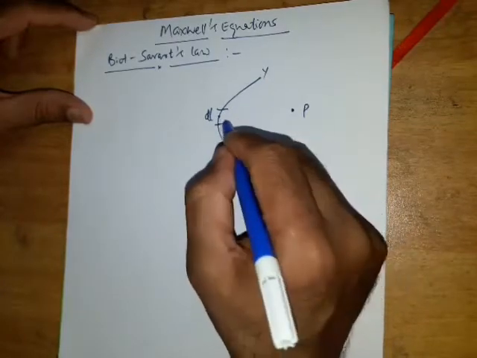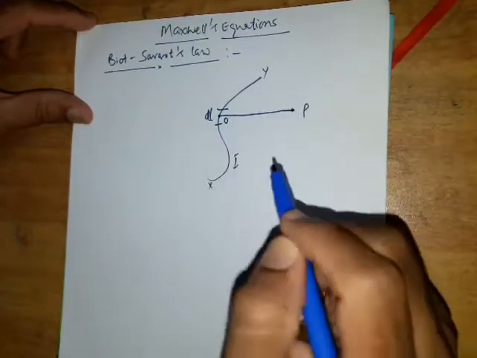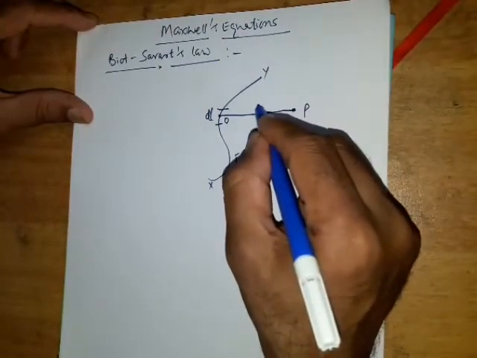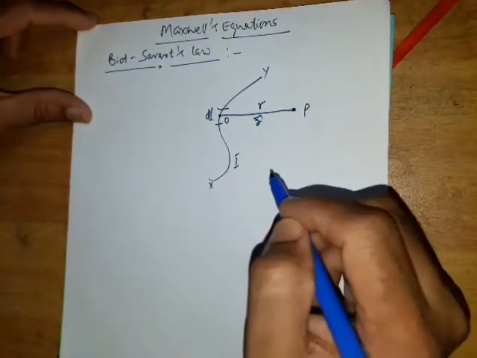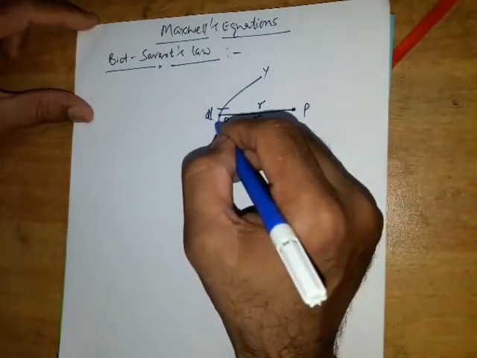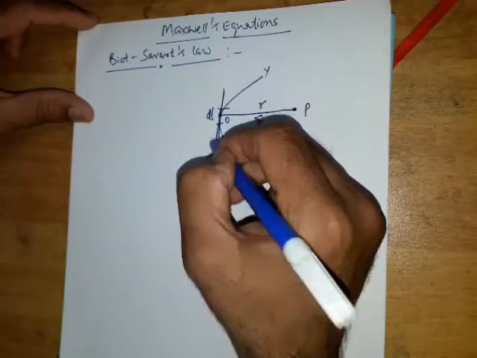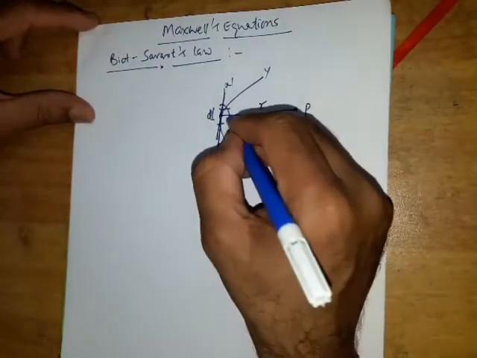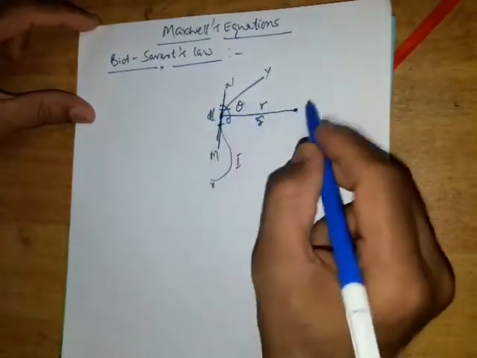Let us draw a line between the differential element and the point under consideration. Let this distance be r, and r cap is a unit vector along OP, and draw one tangent to the differential element at point P. Let it be mn. So let theta be the angle between the tangent drawn and the line joining the differential element and the point P.